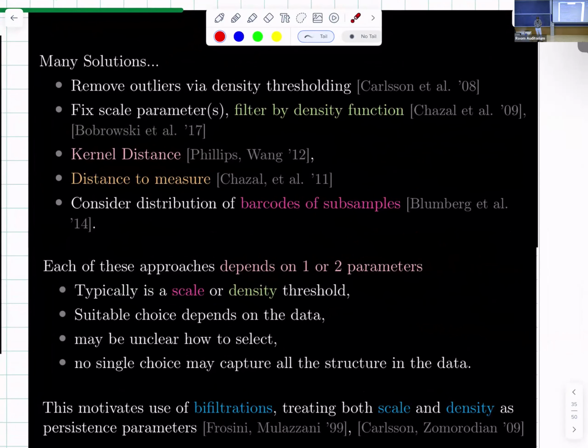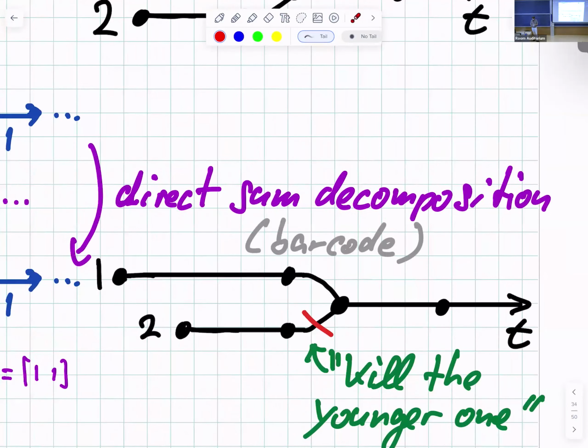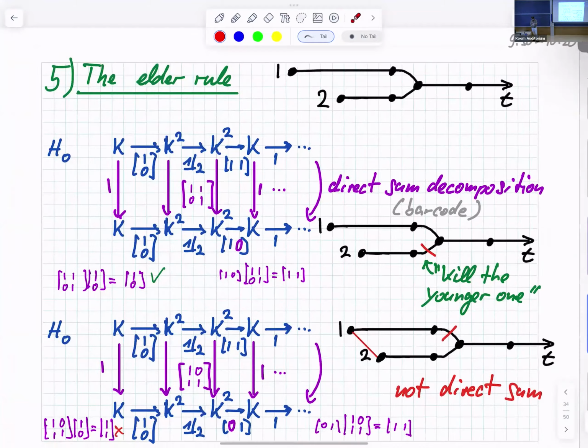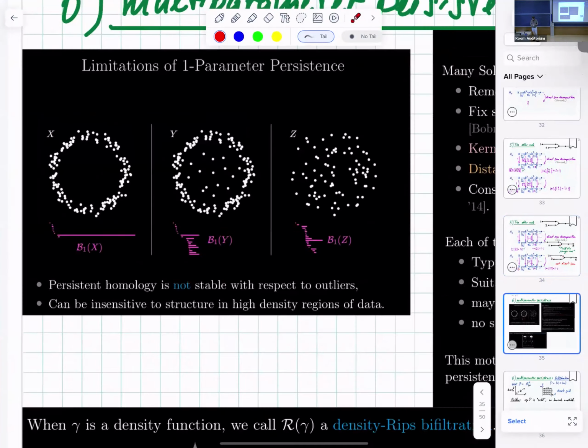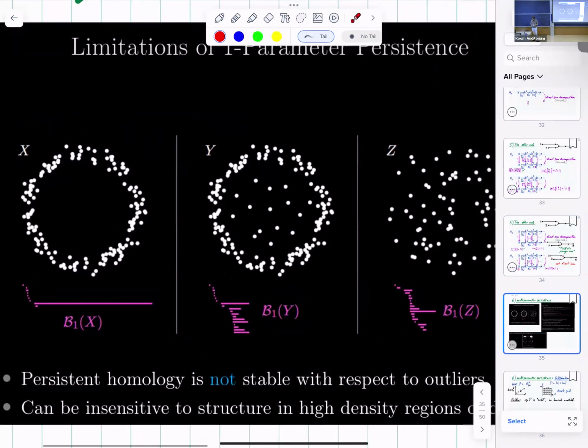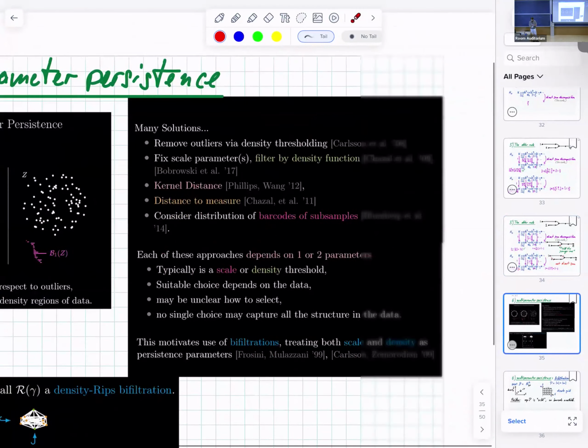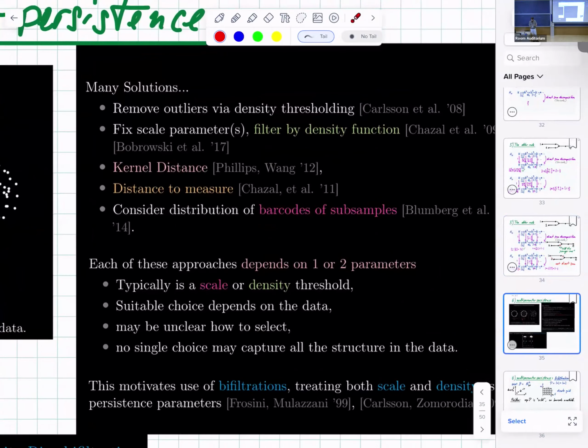Like Frederick was talking about the distance to measure. This is a good way to do it. You can remove outliers via a density threshold. So if we could introduce some density parameter and just delete those middle noisy vertices which don't have a high density. So we remove outliers, then we go back to the original picture.